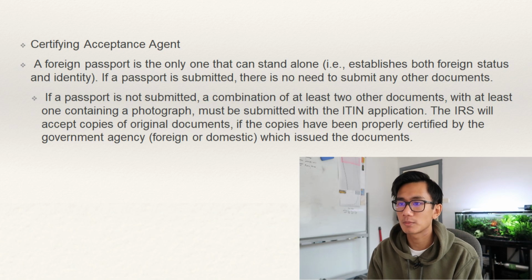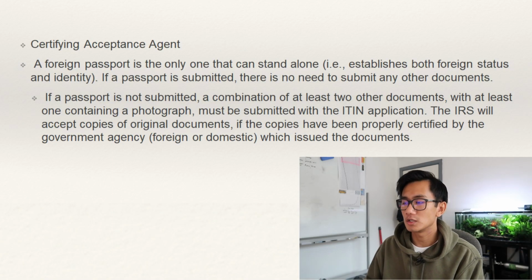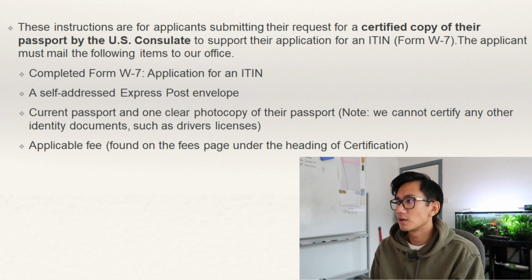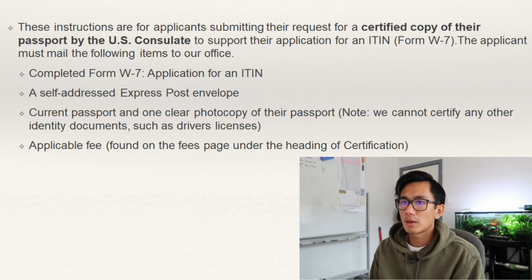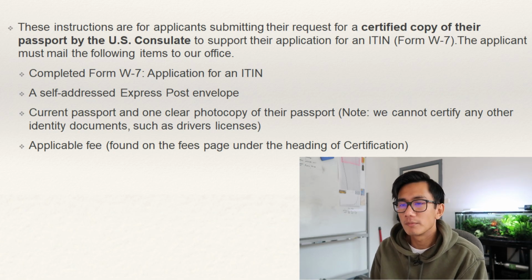The IRS will accept copies of original documents if copies have been properly certified by the government agency, foreign or domestic, which issues the documents. So these are the instructions for applicants submitting their requests for a certified copy of their passport by the US consulate to support the application for an ITIN, Form W7. So they must mail these following items to their office.